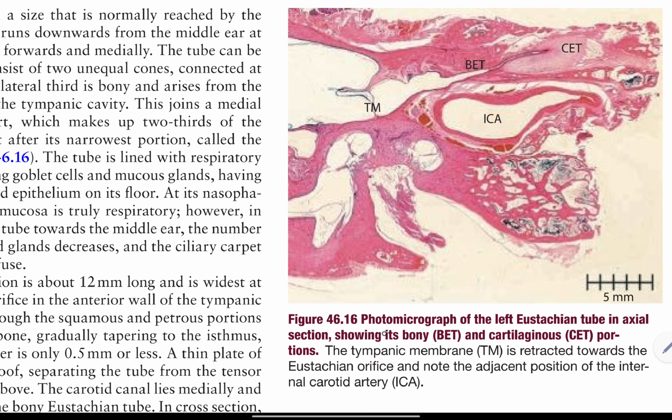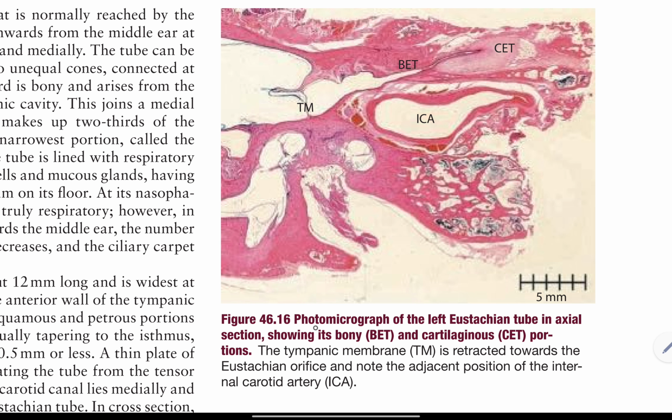Figure 46.16, photomicrograph of the left eustachian tube in axial section showing its bony (BET) and cartilaginous (CET) portions. The tympanic membrane (TM) is retracted towards the eustachian orifice, and note the adjacent portion of the internal carotid artery (ICA).